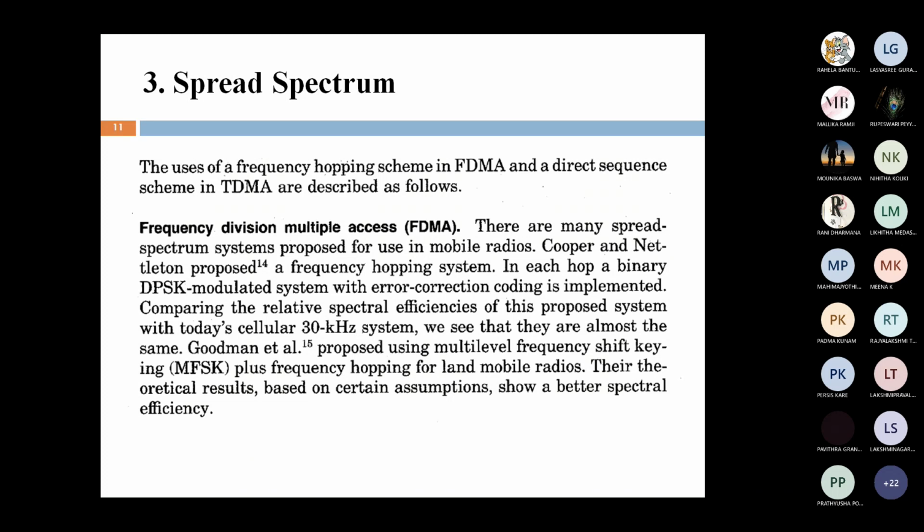For this purpose, we are using either DPSK modulation, that is differential phase shift keying, or MFSK, multi-level frequency shift keying. Whenever the modulation technique is DPSK, it is especially used for error correction coding purposes. Whenever you are using MFSK, multi-level frequency shift keying, this is the technique we are using for spectrum for landline mobiles.